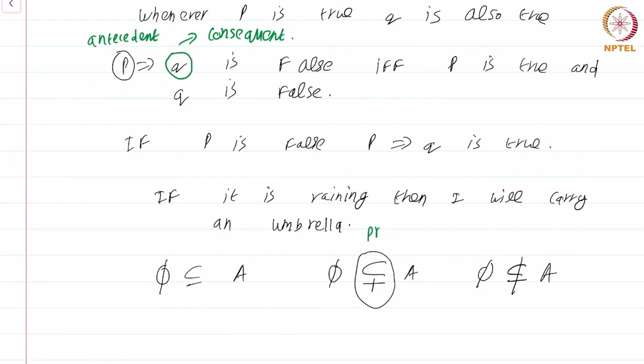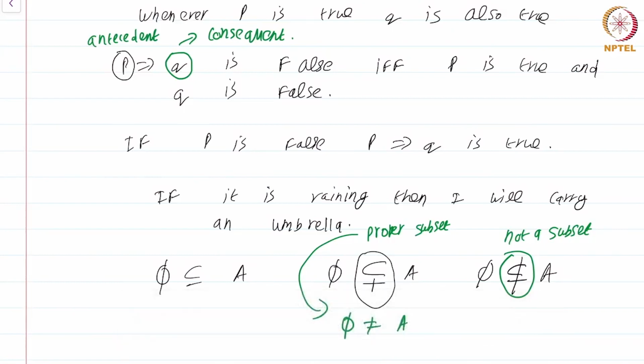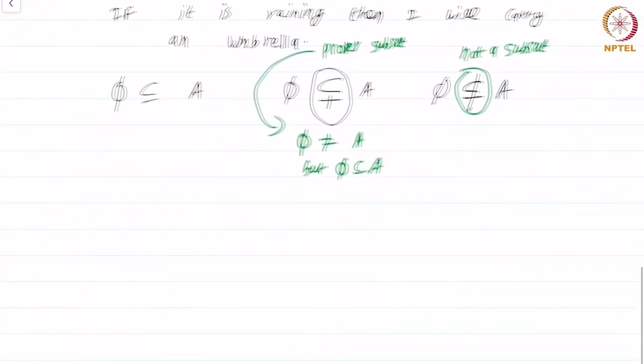The first, proper subset, means that the set phi is contained in the set A, whereas the second one means that it is not a subset at all. That means there is some element x in phi which is not an element of A. Now let me clarify further what proper subset means. Not only is phi a subset of A, but there is some element x in A which is not there in phi. That means phi is a subset of A, but phi is not equal to A. That's what proper subset means.